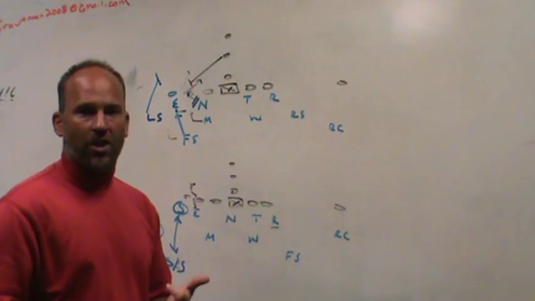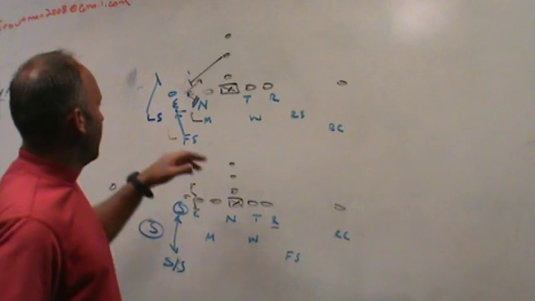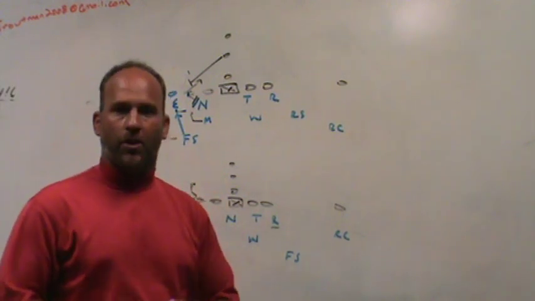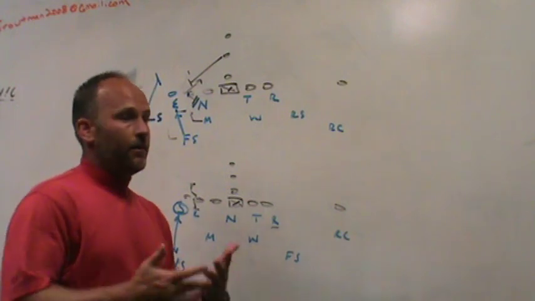For me, I'm going to say 4-2-5, 7 technique defensive end. All right? Down safety, 4s, free safety, running the alley. That's what I'm going to say. Okay? At the end of the day, to each his own.